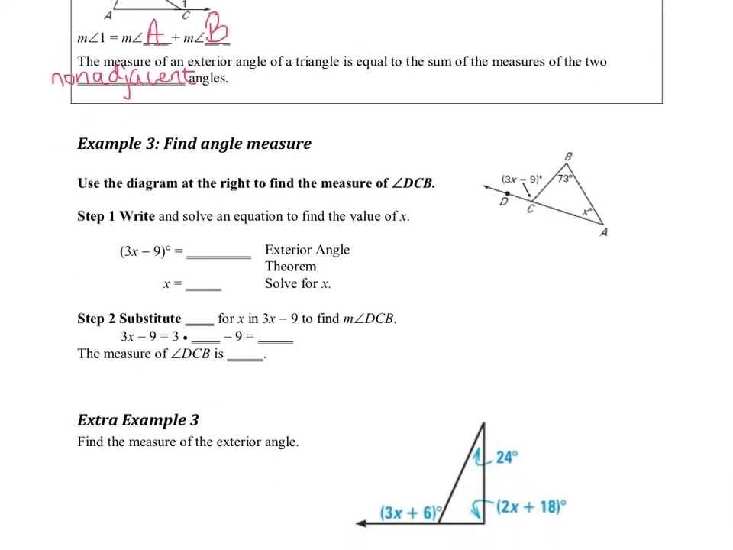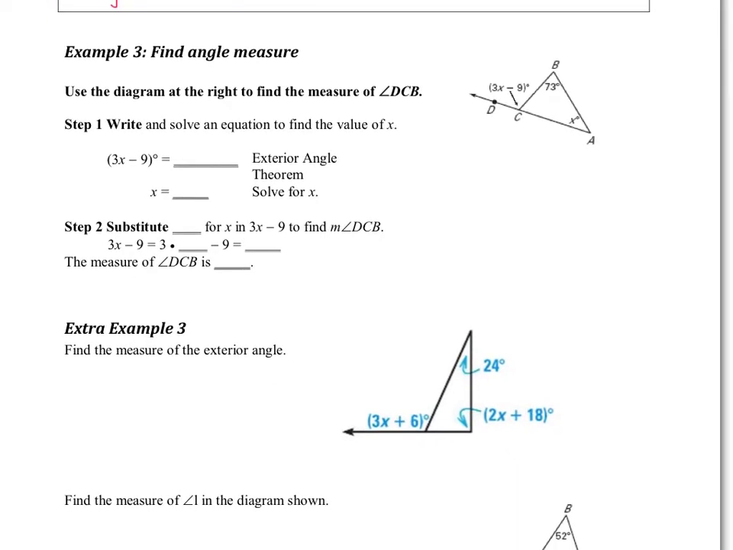So let's look at our examples here. It says use the diagram at the right to find the measure of angle DCB. So D to C to B. We're looking for the measure of this angle right here. So I know I'm going to have to find x first and then plug it in to this expression right here. So it says write and solve an equation to find the value of x. So we can say 3x minus 9 equals, and we can add these two pieces together to use the exterior angle theorem. So that equals 73 plus x.